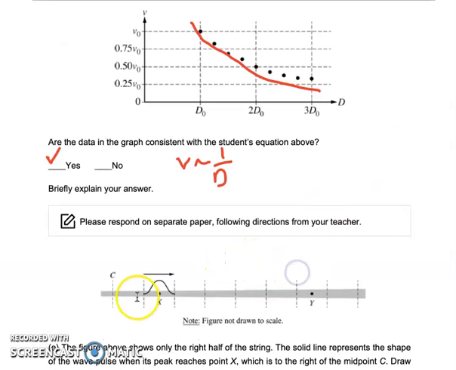So if we go up to the diagram, here is the original pulse, and we want to draw the new pulse at Y. We said before that it should be a longer wavelength, so you just basically draw something that's longer. You don't have to worry about the amplitude or anything like that. And so that's the simple solution.